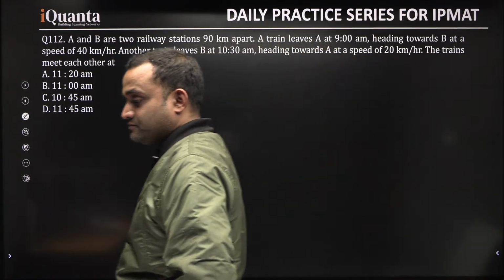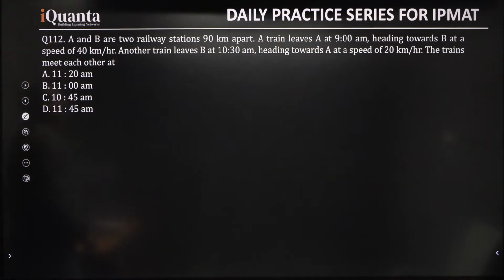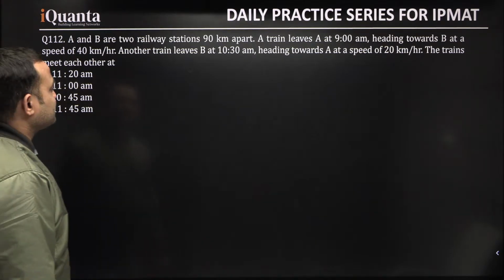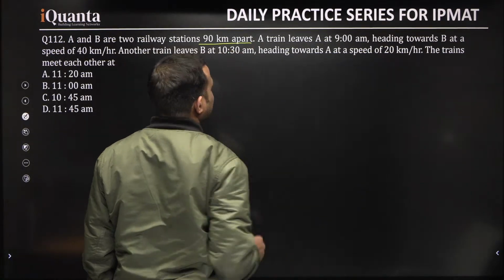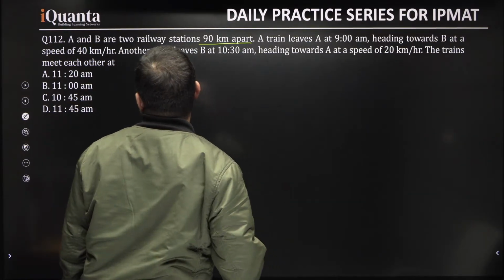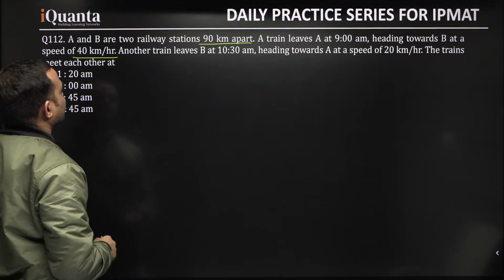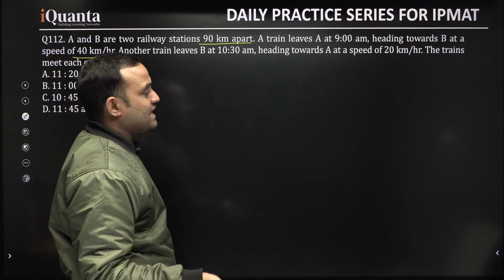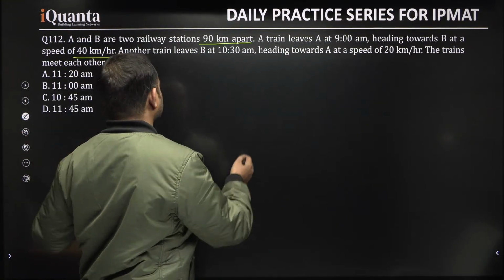Done, solved. 11 AM. A and B are two railway stations 90 kilometers apart. A train leaves A at 9 AM heading towards B at a speed of 40 kilometers per hour. Another train leaves B at 10:30 towards A. So what will we do?